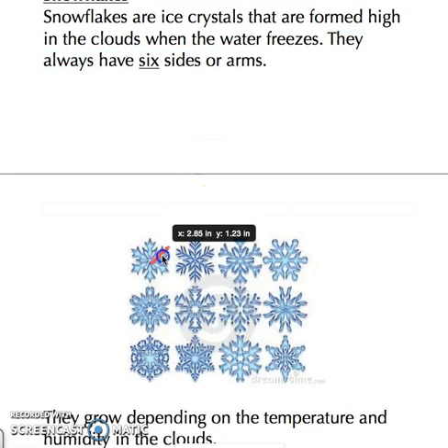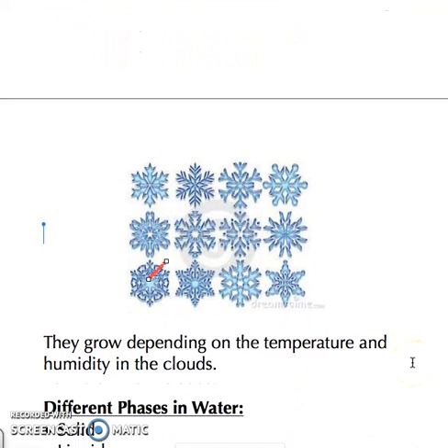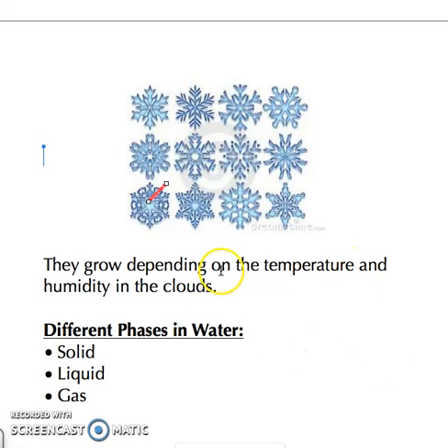Let's count another snowflake if you think that's a coincidence. Let's try this one right here. 1, 2, 3, 4, 5, 6. Boom. Let's try a trickier one right here. If you don't believe me, this will be our last one. 1, 2, 3, 4, 5, and 6. Okay, so fun fact, snowflakes will always have 6 sides or arms, and they grow depending on the temperature and the humidity in the clouds.